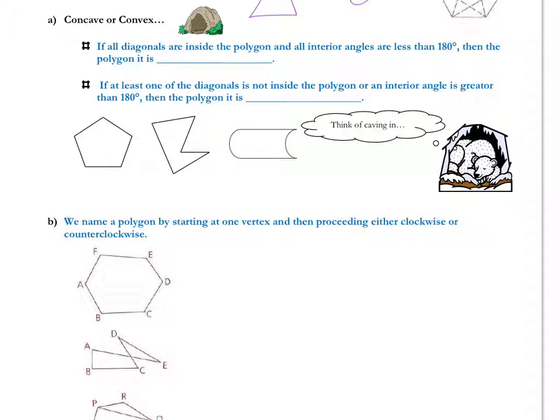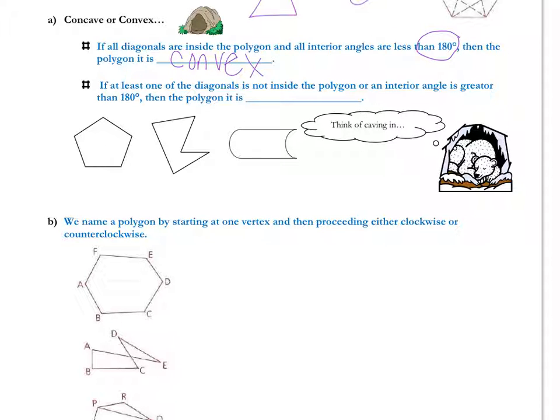All right, the next thing we're going to talk about is concavity, concave or convex. So if all diagonals are inside the polygon and all interior angles are less than 180 degrees, then the polygon is convex.